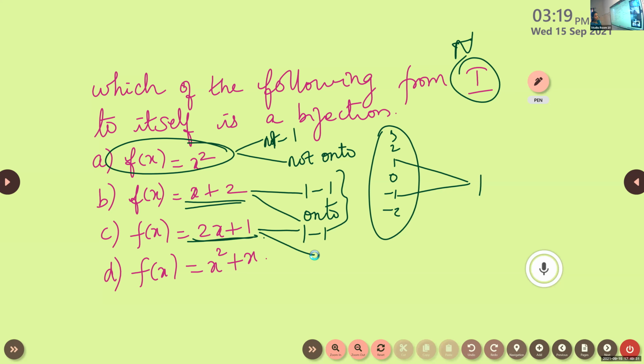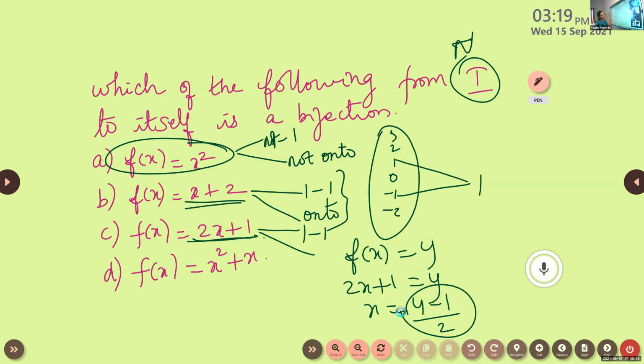Why? We take f of x is equal to y. So 2x plus 1 is equal to y. So what is x? Y minus 1 by 2. Division by 2. When you divide it by 2, we will be getting decimals, which is not possible in integers. Is it clear? When we put y is 4, 4 minus 1, 3 by 2, 1.5. 1.5 is not an integer. So this is 1, 1 but not on 2.